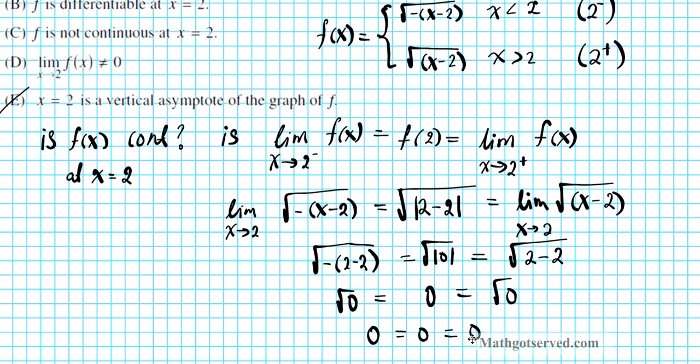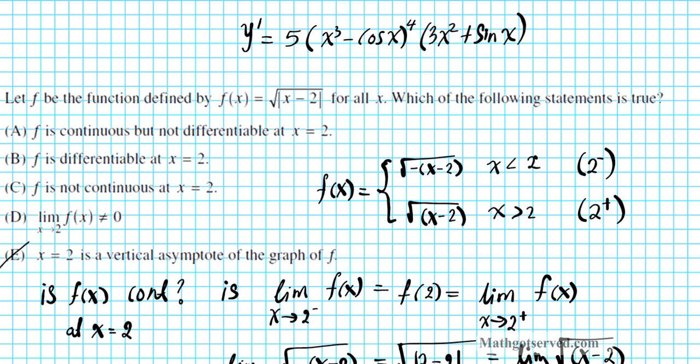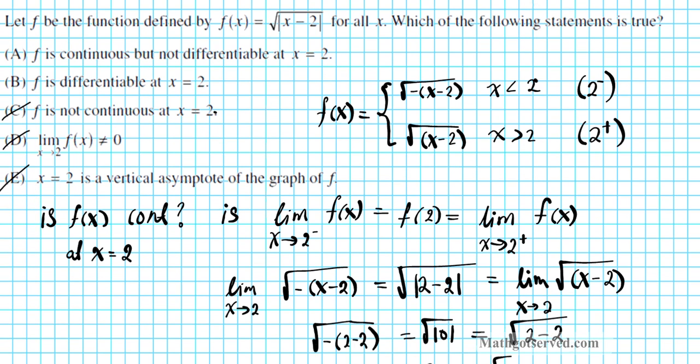So since all these three are the same number, that means that f of x is continuous at x equals 2. That means the limit exists. So that tells us that option letter D is false. Is f of x continuous at x equals 2? Yes. So it says f of x is not continuous. This is false.